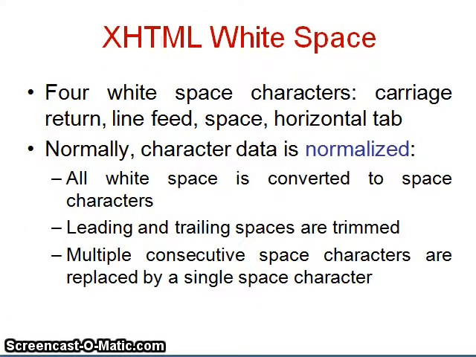XHTML whitespace. The whitespace characters are carriage return, line feed, space, and horizontal tab. In HTML, normally the character data is normalized. All the whitespace characters are converted into space characters. Leading and trailing spaces are trimmed. Multiple consecutive space characters are replaced by a single space character. That is one of the major things in the case of HTML.